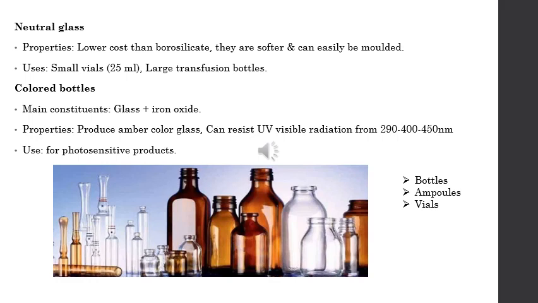Now this picture shows a variety of glass bottles, right from ampoules to vials, bottles, wide mouth bottles, narrow mouth bottles. So you can see that glass is a material of construction for bottles, ampoules and vials.